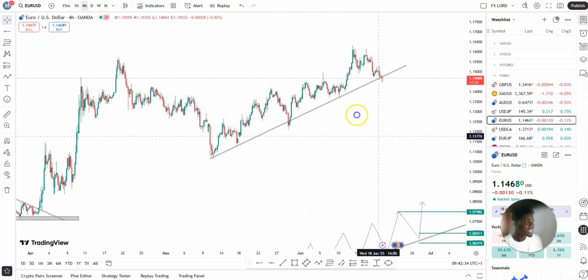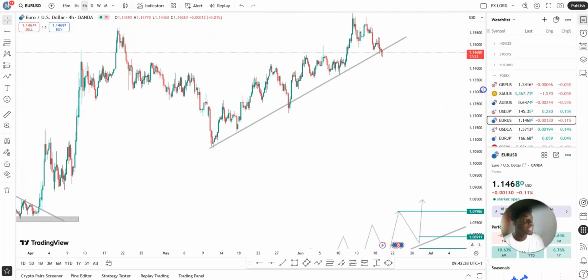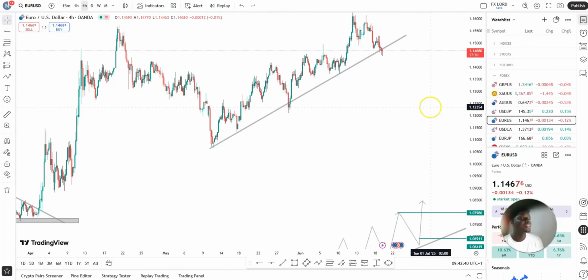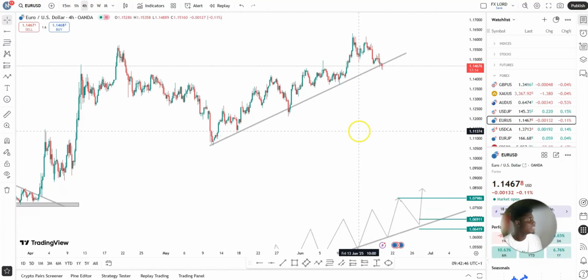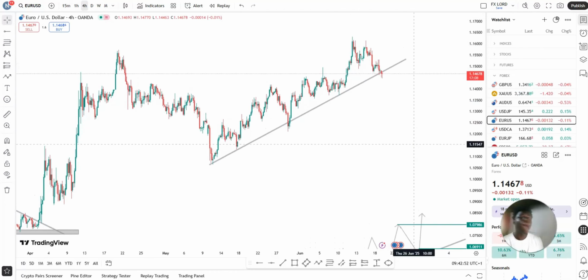So after talking about this, let's look at a practical chart. Let's look at the real market right now. This is EURUSD on a 4 hour time frame. So how do you draw a trend line? You can see this market right now.